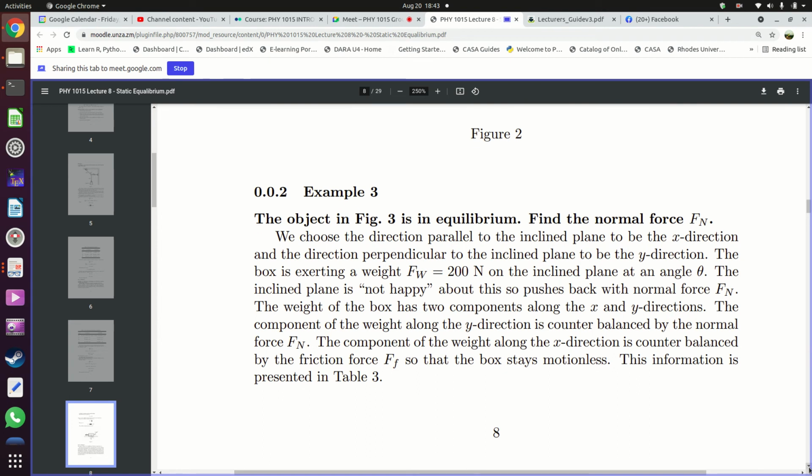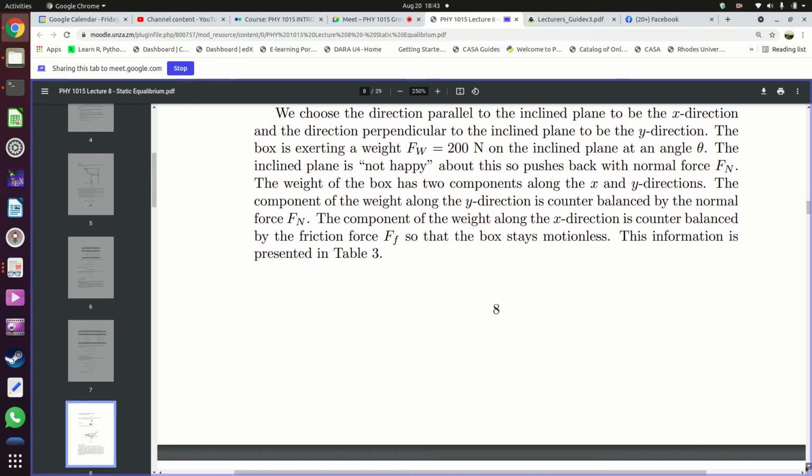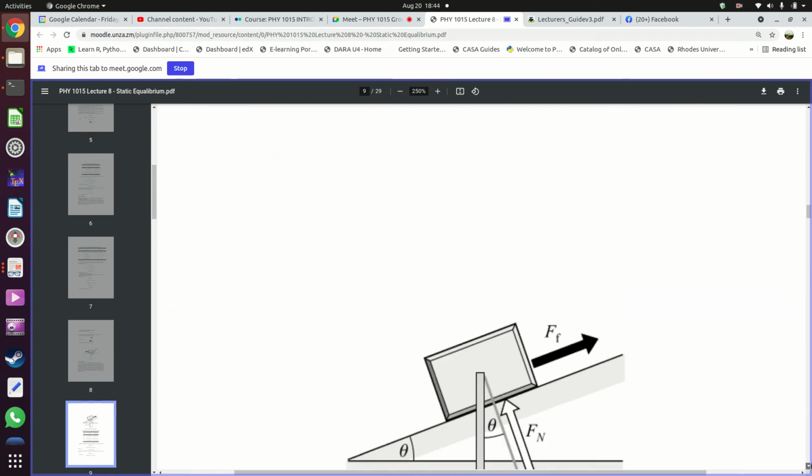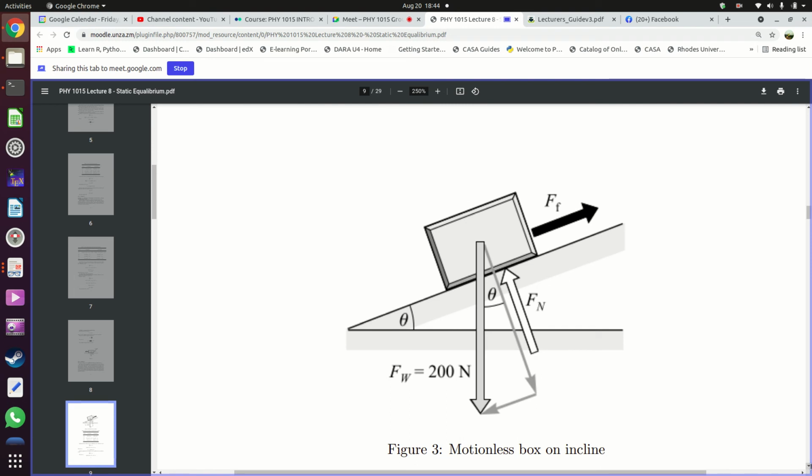Now, this question is not complete. But anyway, I'll try to explain what you're supposed to do, because there's some piece of information which we don't have. Example 3. The object in figure 3 is in equilibrium, so it's not moving. Find the normal force Fn. In this particular case, there is something which we need to know, and that is the angle of the incline. This information has not been provided, so you can't do very much.